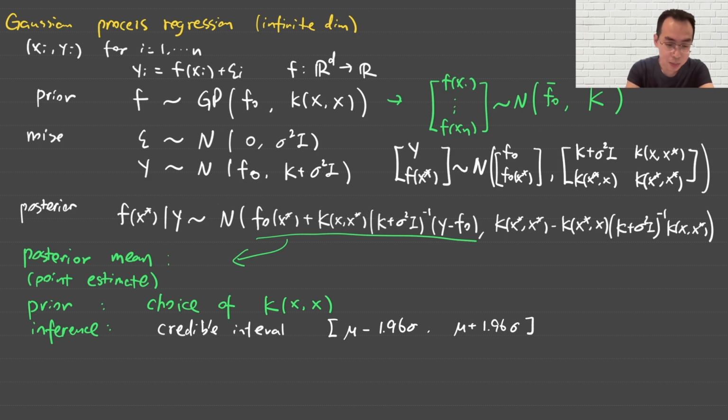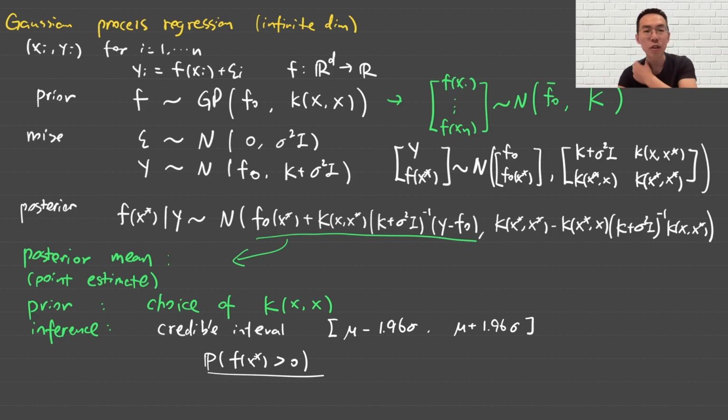Also, we can do hypothesis testing with it. Actually, we are in a Bayesian framework, so I shouldn't say hypothesis testing. We can compute the probability of f of x star greater than 0. That is something we can compute because we have a normal distribution for it, as a kind of Bayesian version of hypothesis testing.